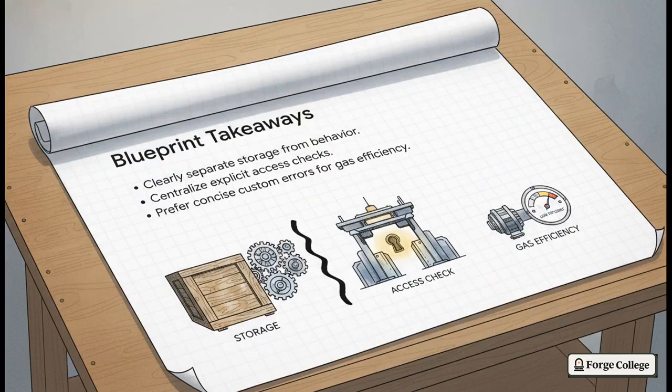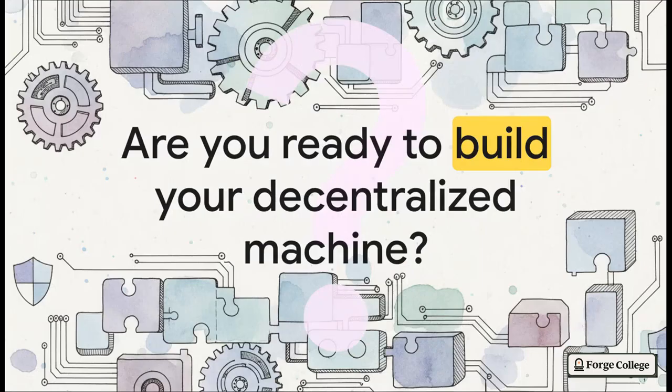So, just to quickly summarize our mechanical blueprint tour today, clearly separate your storage from your behavior. Centralize your access checks to make your security intent totally explicit. And finally, prefer concise error signaling to maximize your gas efficiency. These principles are the exact foundation you're going to need as we continue enhancing basic Solidity contracts in our upcoming guided projects. So, what does this all mean for you? Are you ready to build your decentralized machine? We've gone over the schematics, secured the vulnerabilities, and mapped out a proven assembly line.